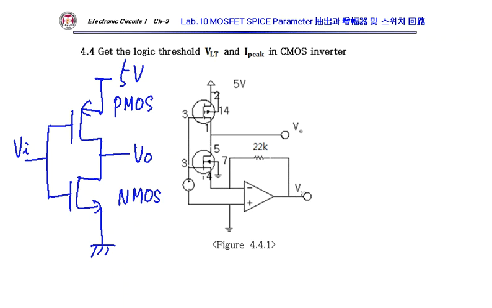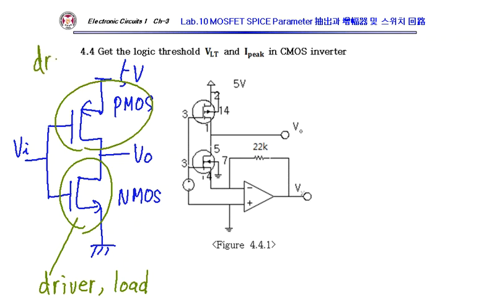Here, see, this NMOS is also a driver. Yeah, it also works as a load for the other transistor. This PMOS also works as a driver and load. Because if I increase this Vi in a positive direction, NMOS current increases. However, PMOS current is reduced. Okay, the current changes.